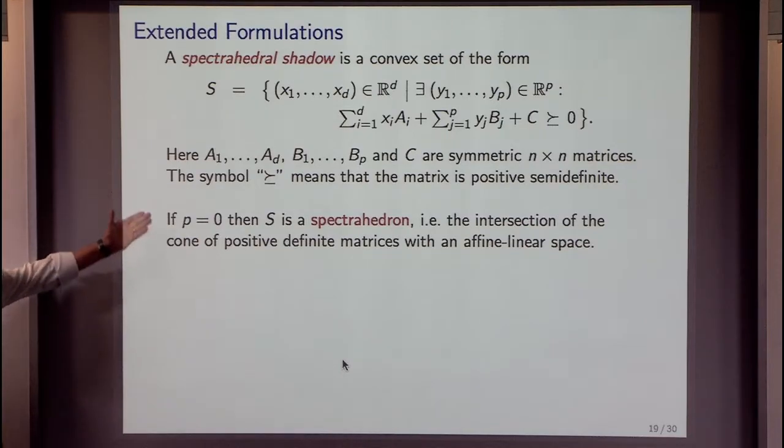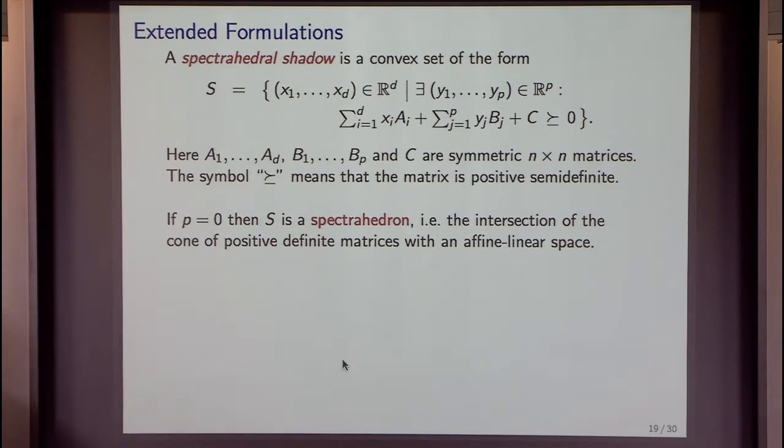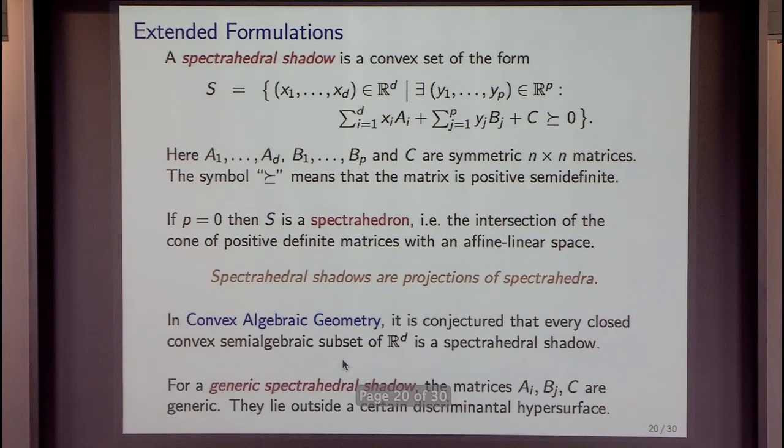Now, of course, if there are no y variables, that's exactly spectrahedra. If there's no existential quantifier, these are exactly the spectrahedra that we discussed, intersections of the cone of positive semi-definite matrices with an affine linear space. So spectrahedral shadows are projections of spectrahedra. Now there's one big conjecture in convex algebraic geometry, namely that every closed convex semi-algebraic subset of d-space is a spectrahedral shadow.